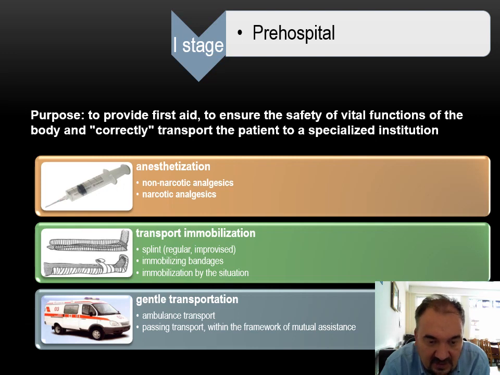The first is anesthesia. You understand, any injury is accompanied by a pain syndrome. Therefore, within our capabilities and within the intensity of the pain syndrome, and we medical professionals need to assess the intensity, we must perform pain relief measures before we begin to transport the patient. Our potential is not so great. Here we have non-narcotic analgesics and narcotic analgesics.